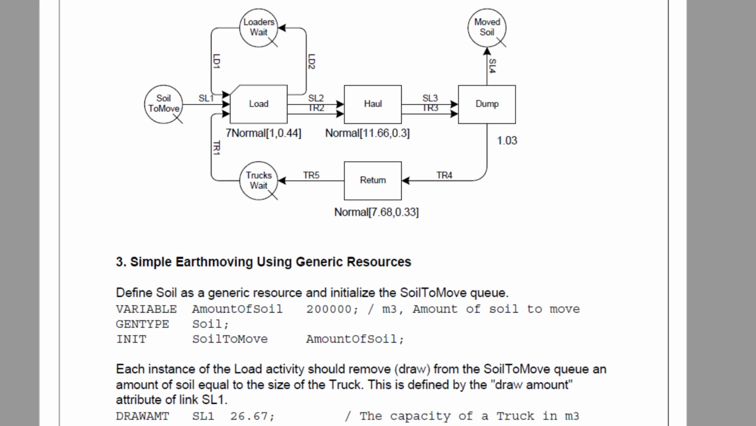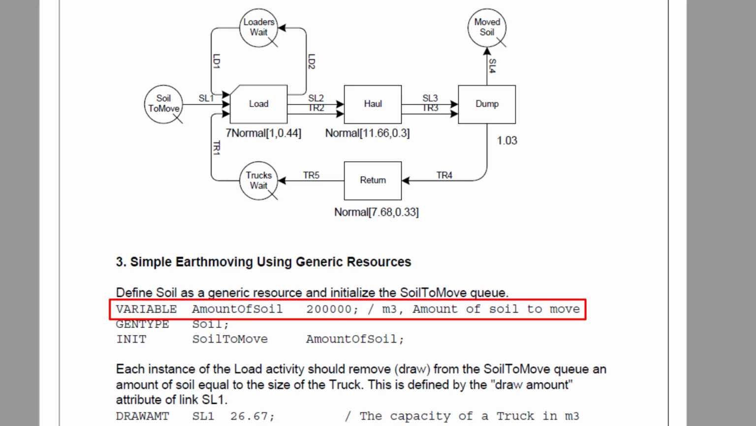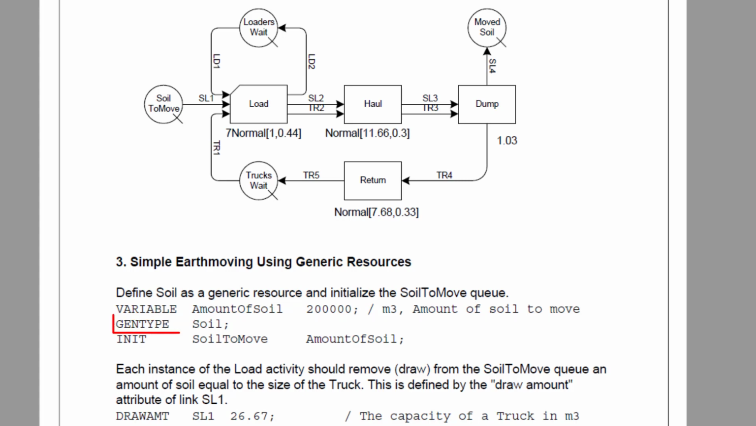The new statements that need to be inserted into the Stroboscope model are shown in this particular page. The first one is variable amount of soil, which is set to be 200,000, and that represents the amount of soil to move in cubic meters. The second statement defines the generic type soil by using gen type soil. And the third statement initializes the Q soil to move to contain an amount equal to amount of soil, which in this case is 200,000 cubic meters.